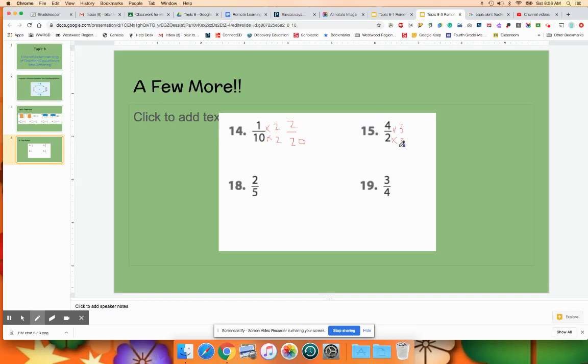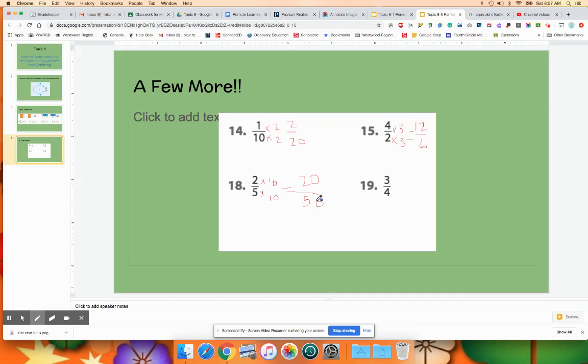Remember, you're not going to pick 1, because if you multiply the top and bottom by 1, you're going to get the same number. So 4 times 3 is 12, and 2 times 3 is 6. All right? Make an equivalent fraction here using multiplication are going to be your directions, most likely. I'm going to multiply the top and bottom by 10. Two times 10 is 20. 5 times 10 is 50.